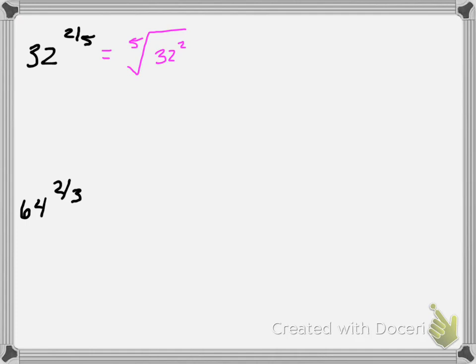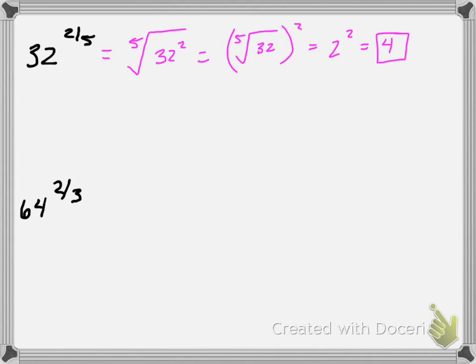So what I'm going to do, one thing I do know though, is I know the 5th root of 32. The 5th root of 32 is 2 squared, which is 4. So we found a way to do this one without needing a calculator.